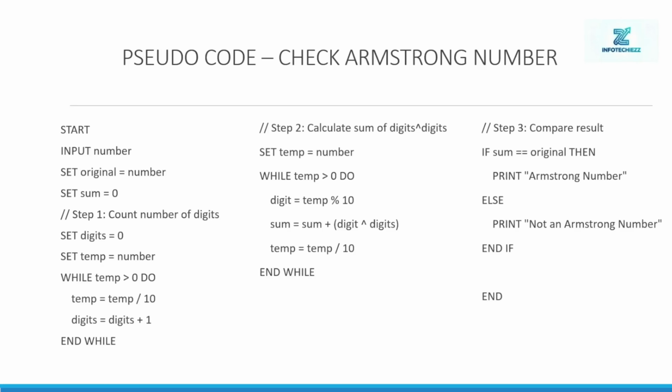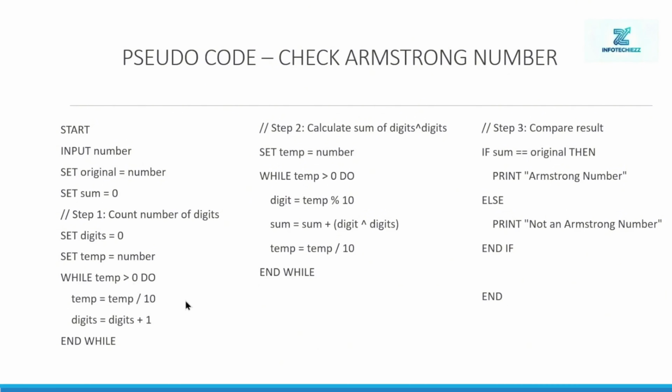Storing our original value in the other variable, and we are initializing sum equal to 0. At first, we have to count our digits, right? So for that, I'm giving a variable digit equal to 0. After that, in a temporary variable, I'm storing my number. In a while condition, I'm checking my temporary variable greater than 0.